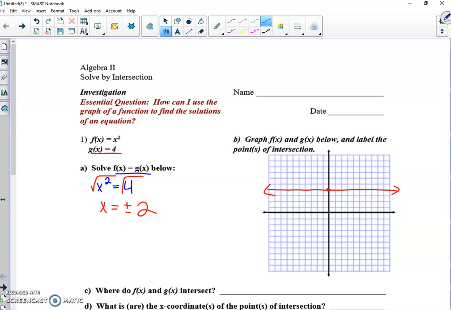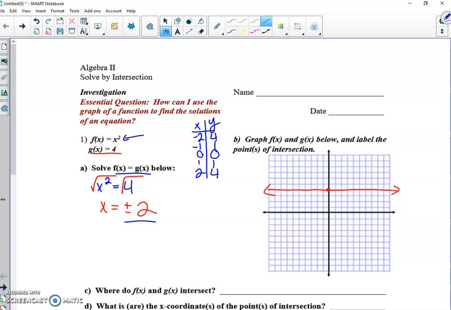Okay, and then to graph this one, really the easiest way probably is just to make a little XY chart and plug in some values. And so since I already know it's going to cross at 2 and negative 2, I'll make sure to include those in my little chart I make. Okay, so I'm just going to plug in some values. I'll just do negative 2, negative 1, 0, 1, 2. And so if we plug those in, negative 2 squared, be careful guys, is a positive 4. Negative 1 squared is a positive 1. 0 squared is 0. 1 squared is 1. And 2 squared is 4.